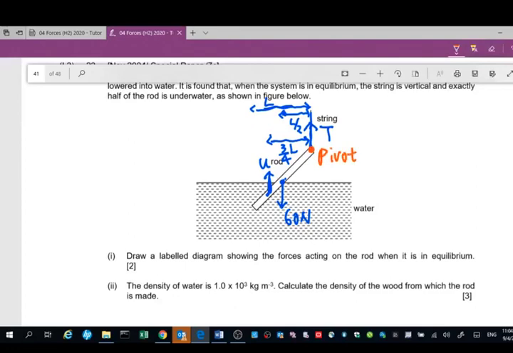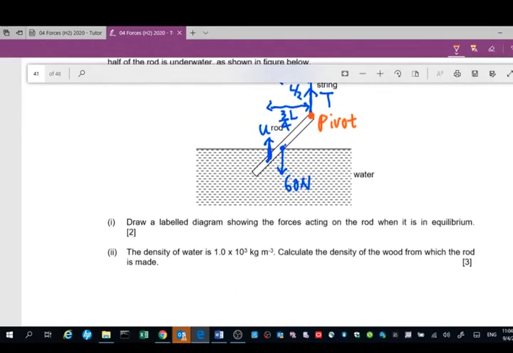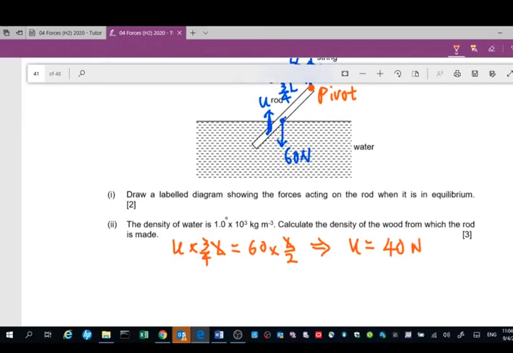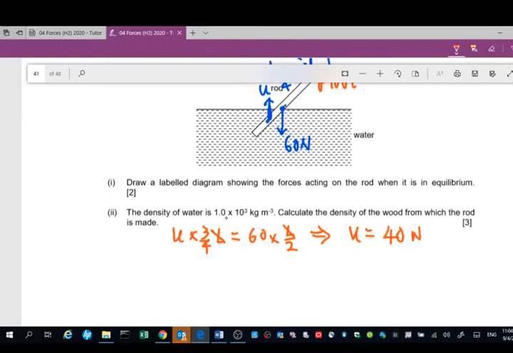Then what I need to do now is to take the moments: clockwise moment equals anti-clockwise moment. For the clockwise moment, I write U times 3/4 L, and that equals the anti-clockwise moment, which is 60 times L over 2. So I do some cancellation here, and then I work out the value of U. I should get 40 Newton. Okay, so this 40 Newton represents the upthrust on the half of the length of the wood.